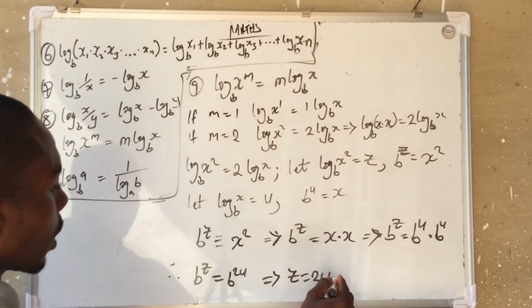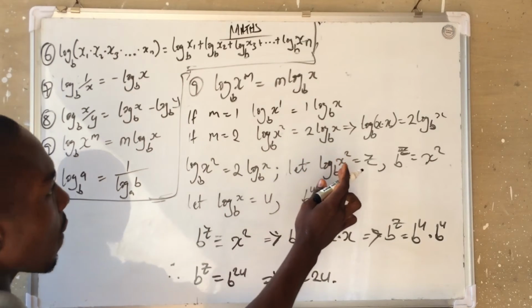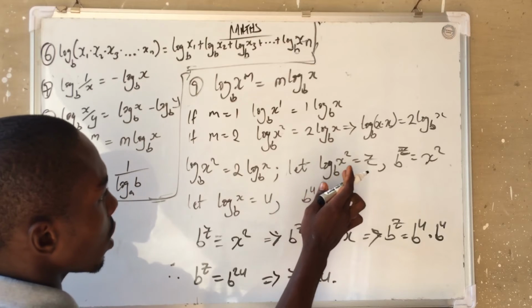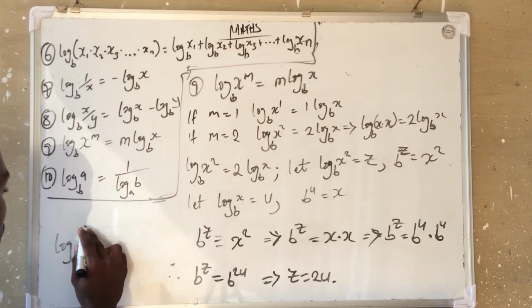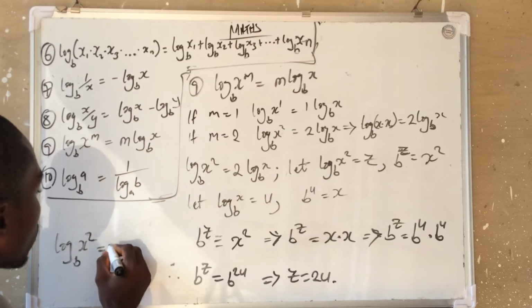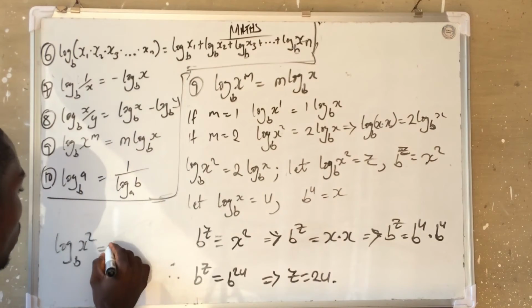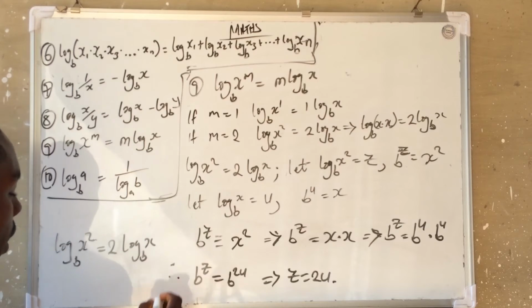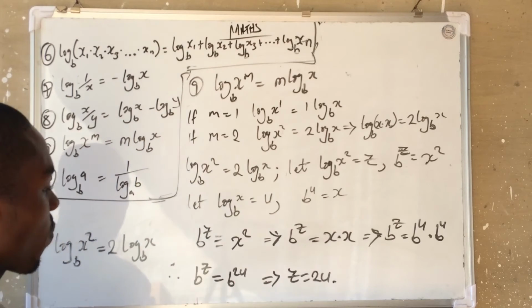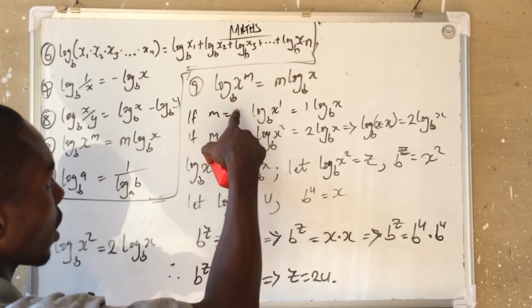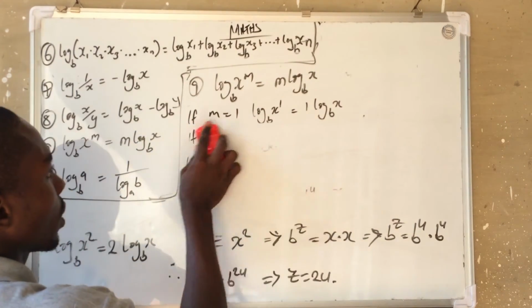So let's continue from here. What is our z? Our z is log base b of x squared. Log base b of x squared is equal to, what is our u? Our u is 2 log base b of x. So this first case is satisfied, the question they asked us to prove. Let's check when m is equal to 3.